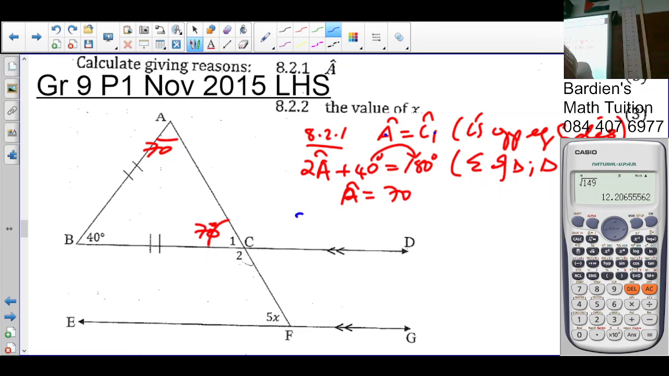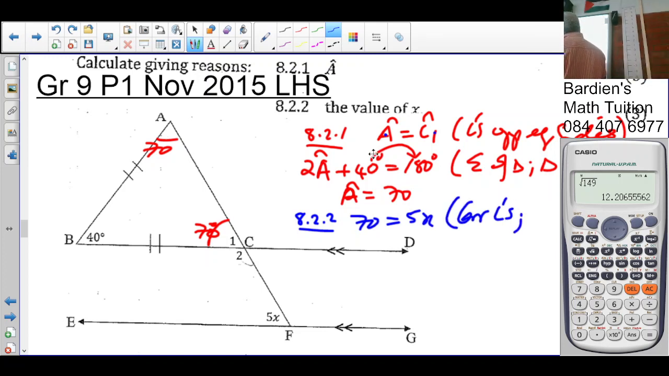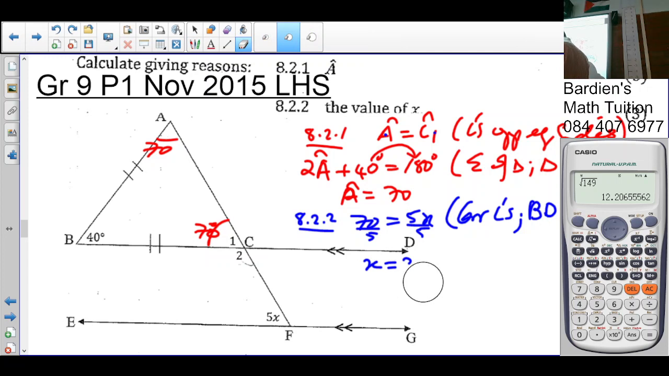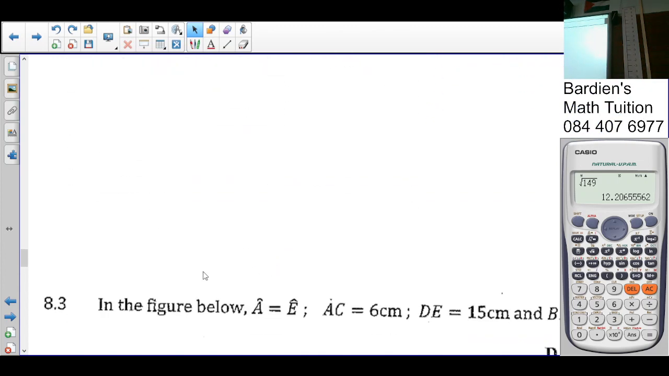Okay. So 8.2.2, we see that 70 degrees is equal to 5x. Why? Corresponding angles with BD parallel to EH. So divide by 5 on both sides. So x is equal to 14. Is that correct? Okay. Next question.